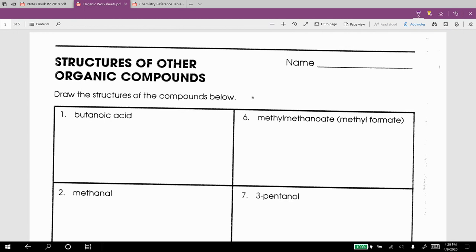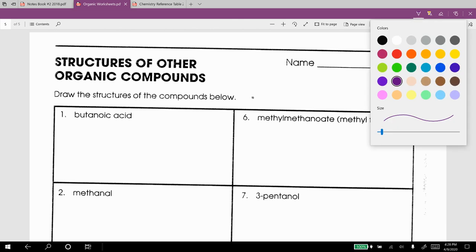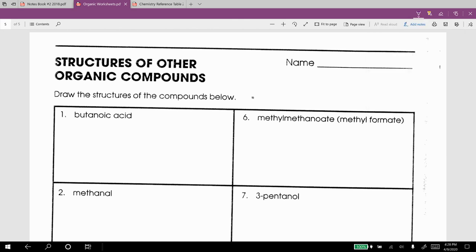Now we're going to do structures. Okay, so I'm going to mimic what's going on in Table R. So first I have to figure out which one I'm looking at. I have the ending -oic acid, right? So that means I have an organic acid. And I have the prefix but-, so that means I have a 4-carbon chain. So I'm going to always start with the carbon chain. So 1, 2, 3, 4.